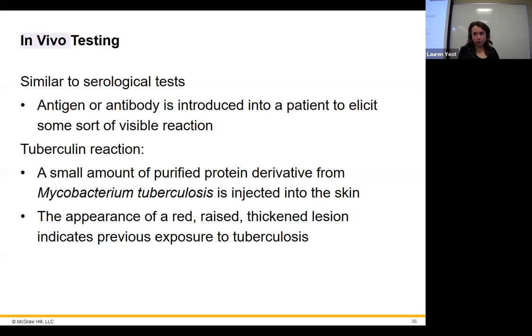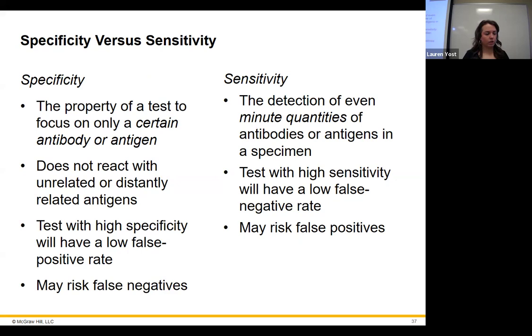And if you have that T cell reaction, you get that swelling that stays, that raised reaction, then that is showing that you have been exposed at least previously to tuberculosis. So that's how we diagnose that. That's a diagnostic test. All right.